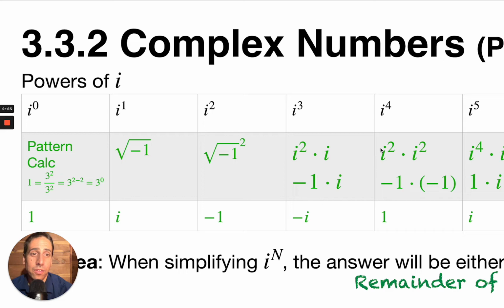What is i to the fourth? Well, i to the fourth is the same thing as multiplying i by itself 4 times. It's i times itself twice, times i times itself twice. And we know what i squared is. That's -1 times -1, which is +1.